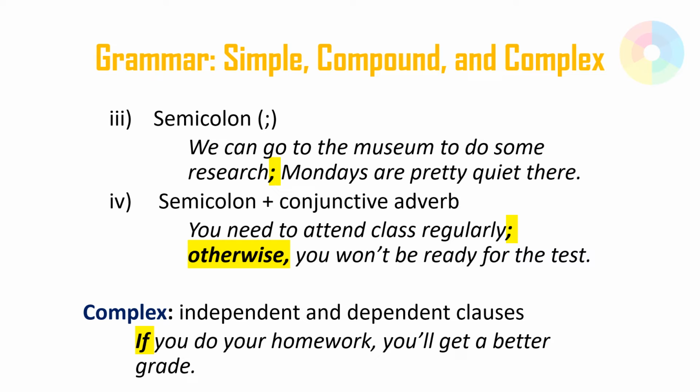And therefore, this brings us to the fourth type of compound sentence, and that is where we have the semicolon plus a conjunctive adverb. Okay, so the issue with the semicolon alone is that the relationship isn't clear. So with this fourth type of compound sentence, we clarify that relationship using that conjunctive adverb.